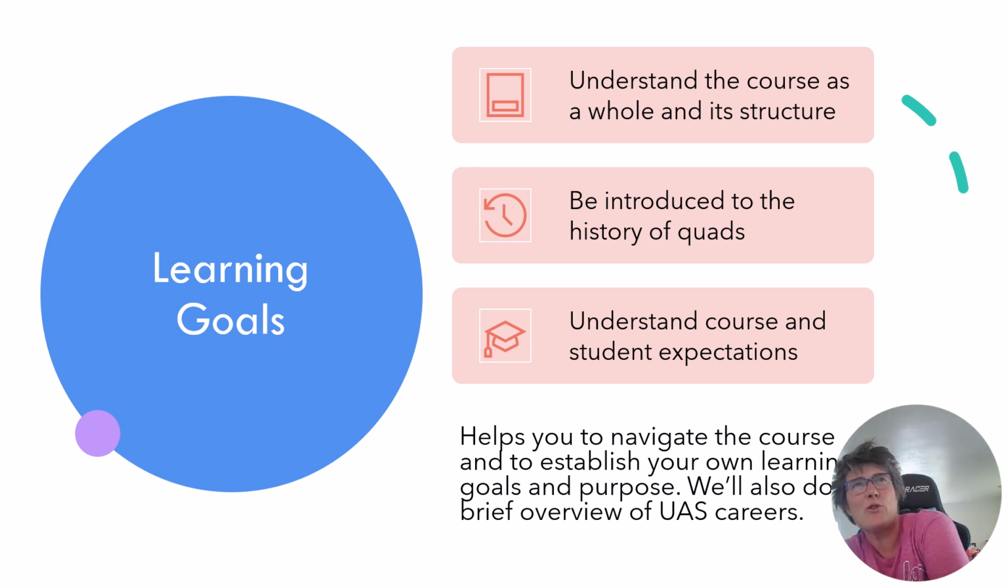So, learning goals for the course itself. For this lecture specifically, I want you guys to understand the course as a whole, be introduced to different types of quads, or the history of quads is a better way to put it, from the experiences that I've had, and then understand the course expectations. The whole purpose is, if you have this background, it'll help you navigate through the course, help you understand the purpose of the course, and take control of your own learning.